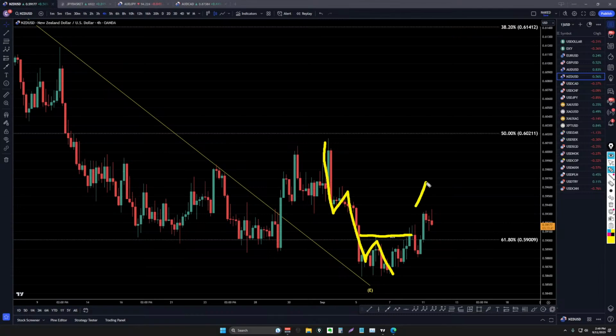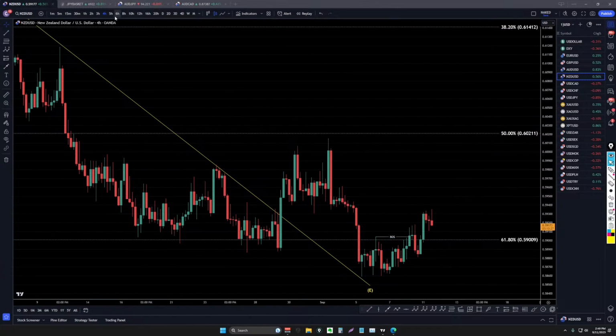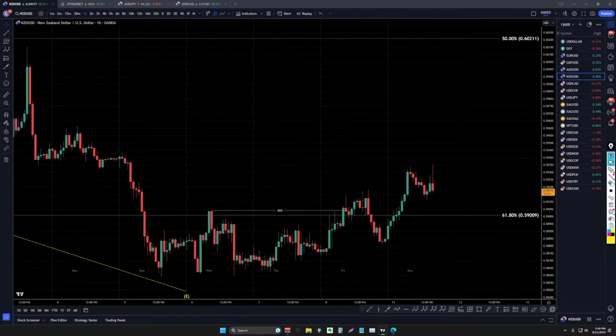This first move up is probably a wave A or a wave 1. I'm starting to think it's a wave 1. I think it's going to go down, but it's probably going to be a 2, and then it's probably going to go up and make a 3, 4, 5 of probably wave 1, honestly. 1, 2, 3, 4, 5 of 1. So let's head down to the 1 hour time frame.